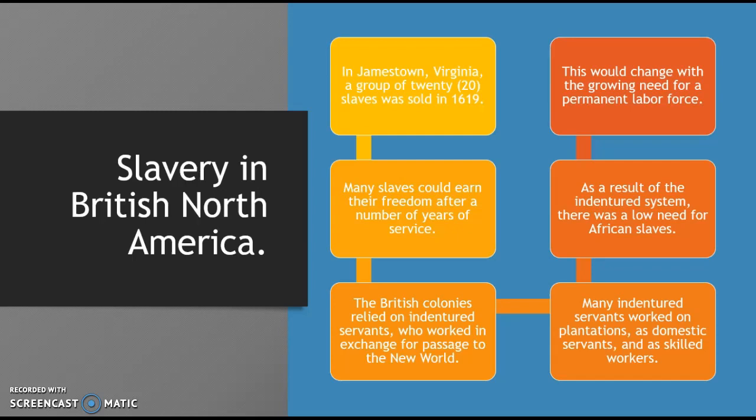So, slavery in British North America. In Jamestown, Virginia, a group of 20 slaves was sold in 1619, okay? This was one of the first groups of slaves to arrive in Jamestown. Many slaves could earn their freedom after a number of years of service. The British colonies relied on indentured servants, who could be white or African American or something else, and these people would work in exchange for passage to the New World. Many indentured servants worked on plantations as domestic servants and as skilled workers. As a result of the indentured system, there was a low need for African slaves. But this would change with the growing need for a permanent labor force, because eventually indentured servants would be set free. So this is going to change in time.